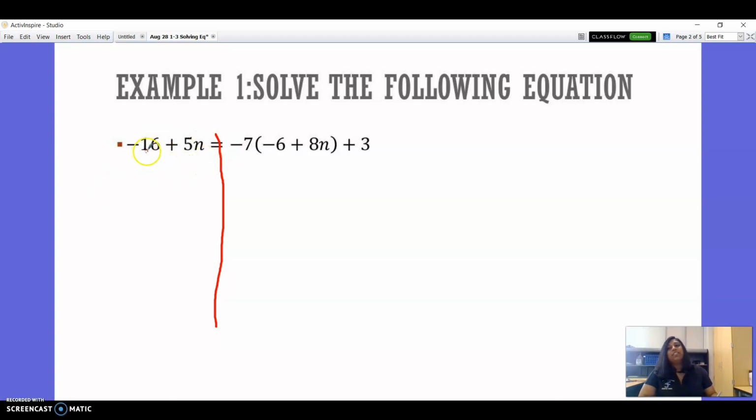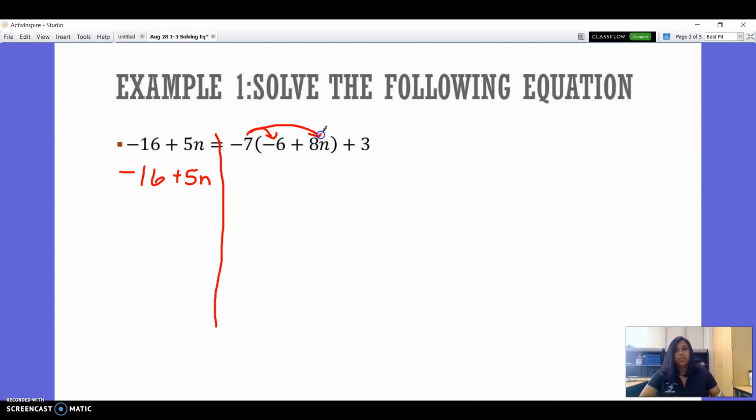So if I look at the left side, negative 16 plus 5n, I can't really do anything there. There's nothing to simplify. I can't combine like terms. There's no distributive property or anything like that. So I move on to the right side. I can't do anything on the left, so I'll just bring this down. For the right side, I do have the distributive property, which I'm going to go ahead and do first.